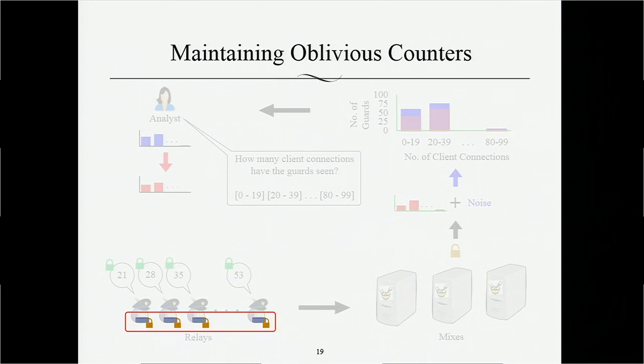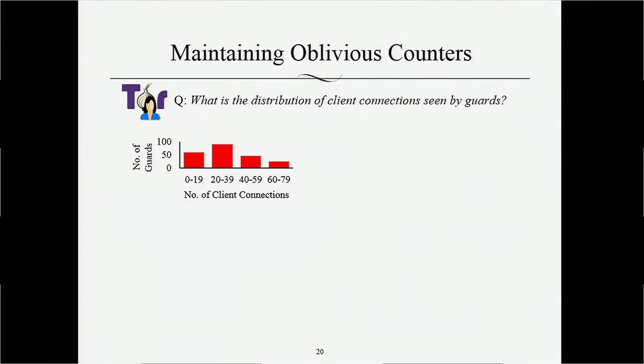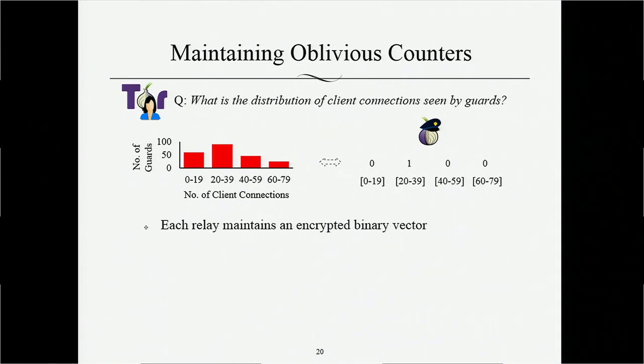So now let's see how relays can maintain oblivious counters. The analyst wants to know the distribution of client connections as seen by the guards. So here is the graph, the number of guards versus the number of client connections. This is directly a one-to-one mapping. There are 4 bins in the histogram, so you have a binary vector of length 4. Each relay sets 1 based on the connections they have seen. Let's say the guard has seen 23 connections, so it sets the second bin to 1. So at most 1 bin is set to 1.